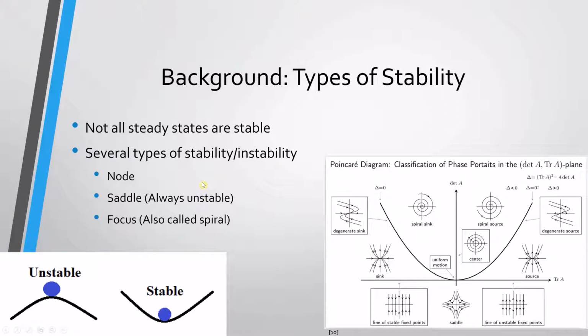There are several types of stability: nodes, saddles, which happen to always be unstable, and foci, which are also called spirals. The diagram on the bottom right illustrates the different types of stability depending on the different characteristics of the linearized matrix of our system. We will delve deeper into these characteristics, particularly the trace and the determinant of our matrix.